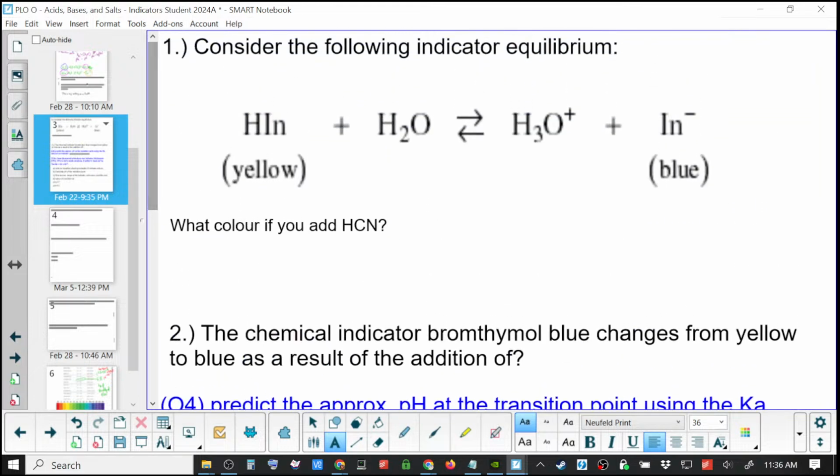Board questions? Send you to the board. Yes? HCN is a really strong acid. Is HCN a really strong acid? It's a strong weak acid, okay.